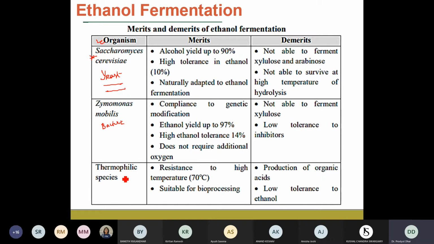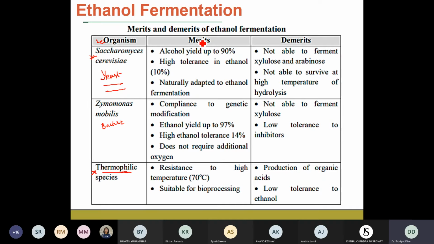And here we have another type of bacteria which is thermophilic. We have already talked that there are some bacteria which can grow at higher temperature conditions. Generally in ethanol fermentation, a lot of heat is released because it is an exothermic process. So we would like to develop a microbial strain which can grow at a higher temperature. That is one of the objectives. Therefore, some thermophilic species are also used or selected for the production of ethanol.